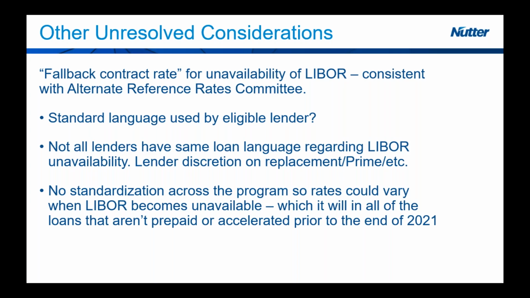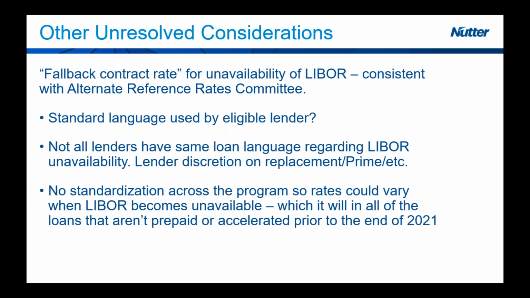But as many of you on the phone know, during the course of 2021, LIBOR is expected to go away. And under the guidance of the FAQ, the Fed indicates that there needs to be fallback contract rate language in the loans for the unavailability of LIBOR, which is consistent with the recommendations of the ARRC. Now, the interesting part of that is there is no standardization of language across the industry to be used by eligible lenders. And not all lenders have the same types of language in their loan documents regarding LIBOR unavailability.